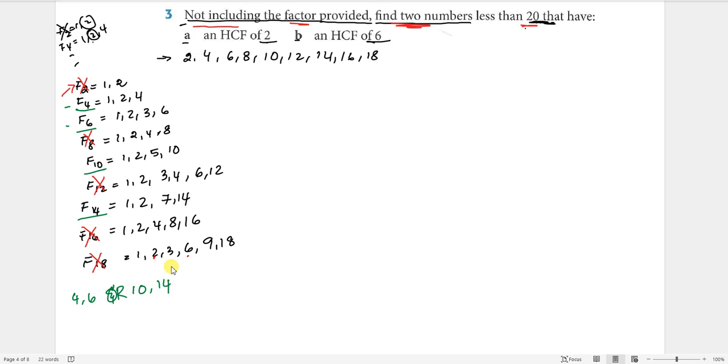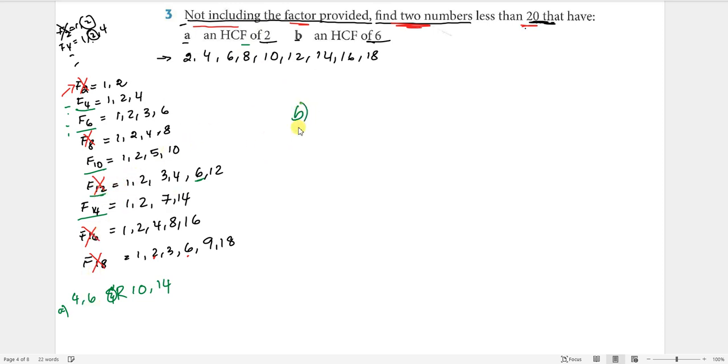I hope you are clear. Again, I will revise this question for you. I know it's a bit confusing. For example, F12: you see 6 is appearing as a factor. According to the question, any number that you are choosing cannot appear as a factor for that number, for which you have to find the HCF. So hence we cancel F12. Okay, that is part A.